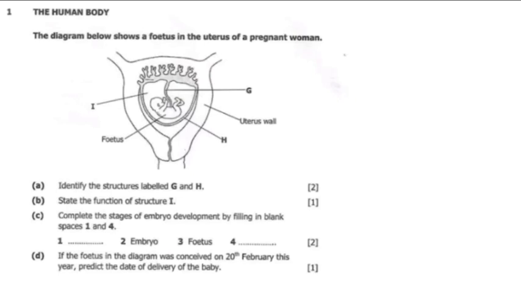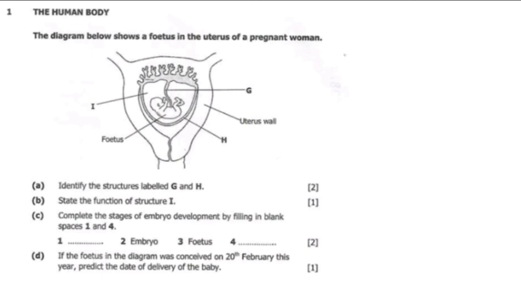Okay, so the first question in the 2019 paper was the question from the human body, and the question was as follows. The diagram below shows a fetus in the uterus of a pregnant woman. So what you need to do, first you need to study the entire diagram. Take note of the named parts and those parts that are named by letters. Once I've done that, then you go to the questions.